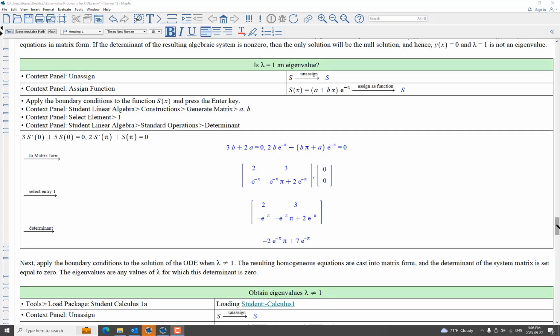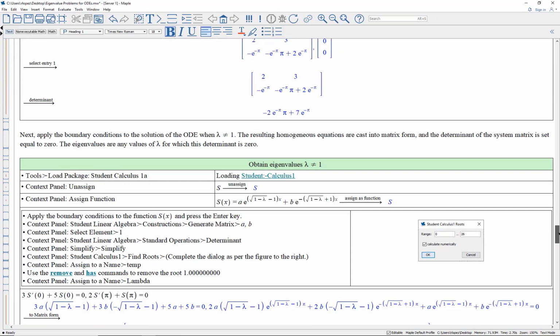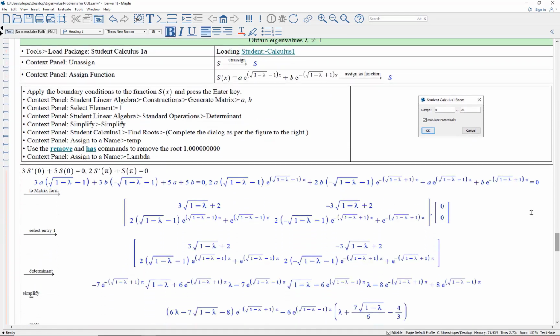Now we want to get those eigenvalues that are not equal to 1. And I'm anticipating here that I'm going to make use of the roots command, because we're going to have to get these eigenvalues numerically. So I load the Student Calculus 1 package, and then the rest of the stuff is pretty much the same. Unassign s and let s be the general solution, where you have these two exponentials, minus 1 plus or minus the square root of 1 minus lambda times x, with constants a and b.